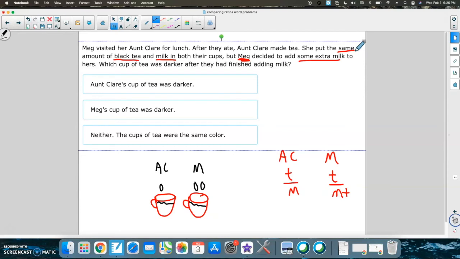So what happens when you add extra white milk to the tea? Well, it gets lighter, right? Okay? So that means that Meg's is going to be a lighter color. Which then would mean if Aunt Clara has less milk in there, hers is going to be a darker color. Now do you see how we can figure this out? So who has a darker tea? Well, Aunt Clara's cup of tea was darker. So it would be that one. Okay? Does that make sense how we did that? Without any numbers. Okay, you have to kind of visualize what's going on. All right, we'll get to another one like this too.